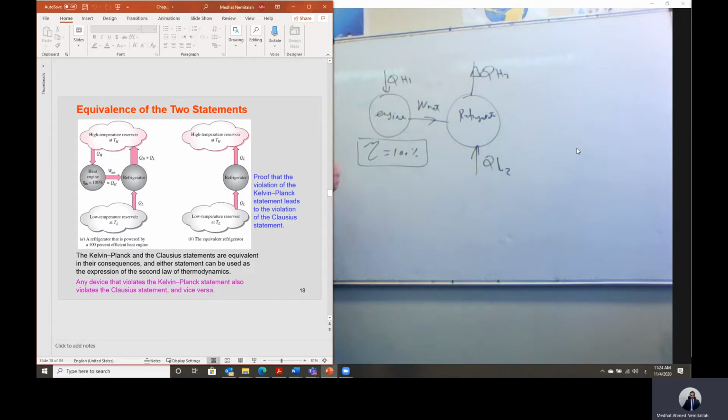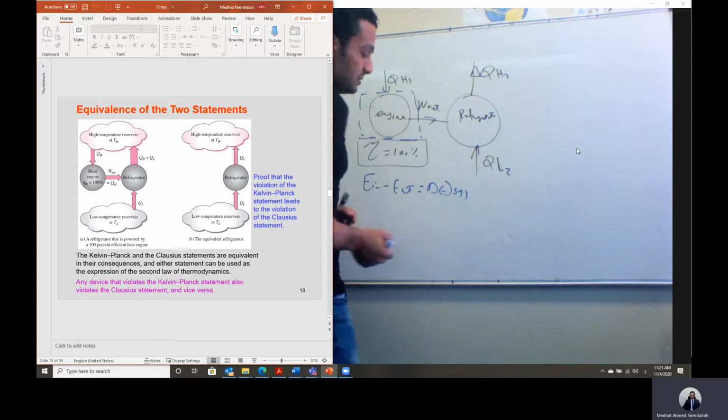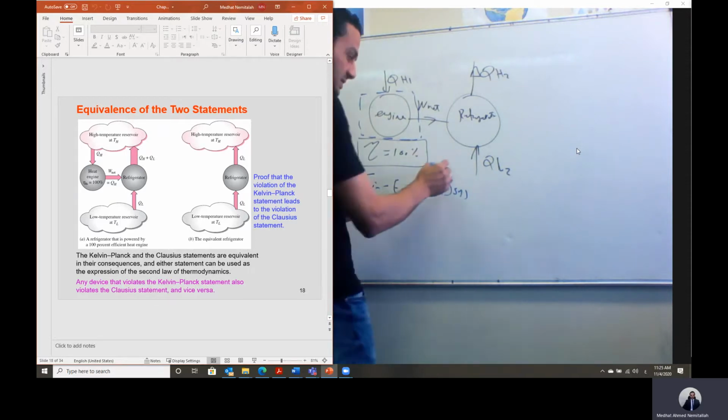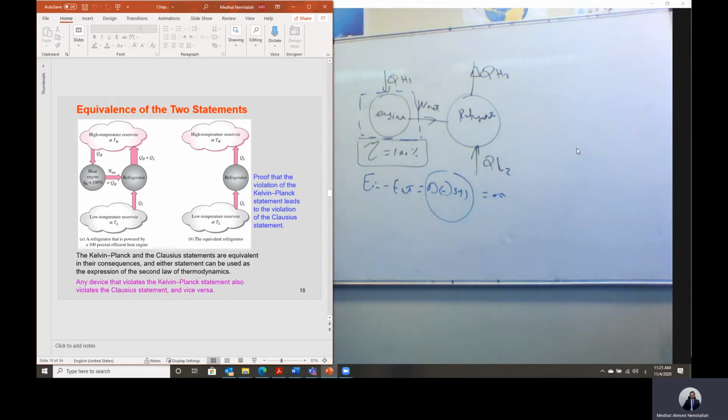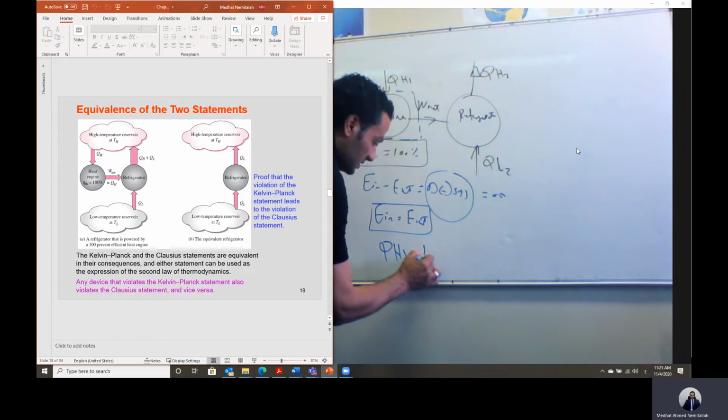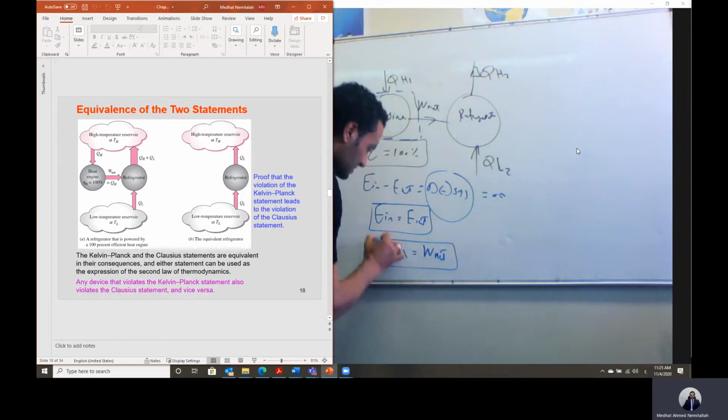Let's consider the first system, the heat engine, and apply the first law of thermodynamics. The system is working on a cycle, so we have energy in minus energy out equal to the change of energy of the system. Since the system is working on a cycle, the change of energy, final energy minus initial, should equal 0. In other words, the energy input to the system should equal the energy output from the system. If I look at this heat engine, the input is Q high 1, which should equal the output, which is the net work. This is based on applying the first law to the heat engine.